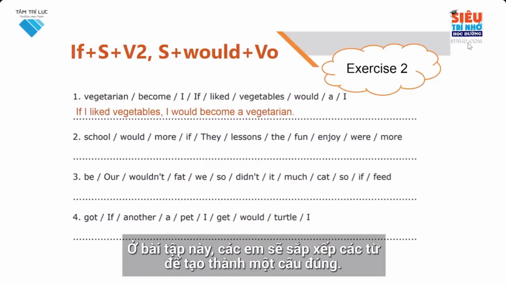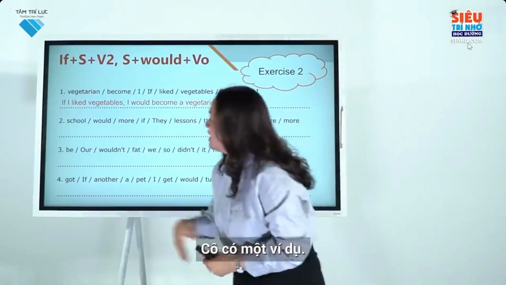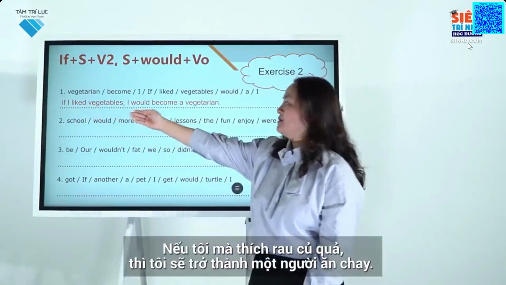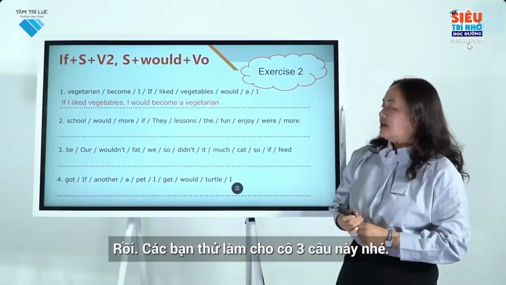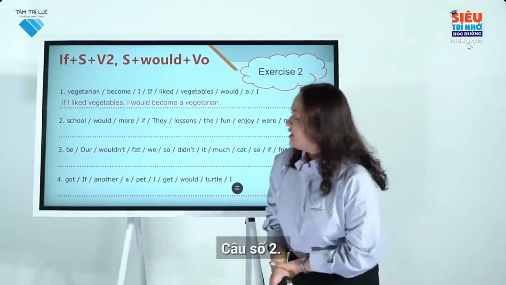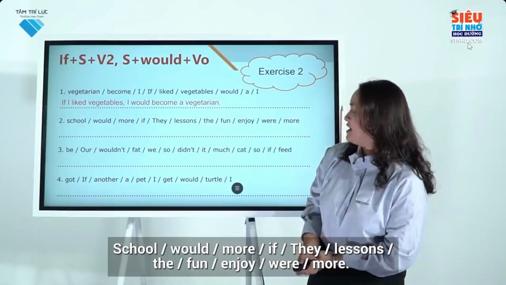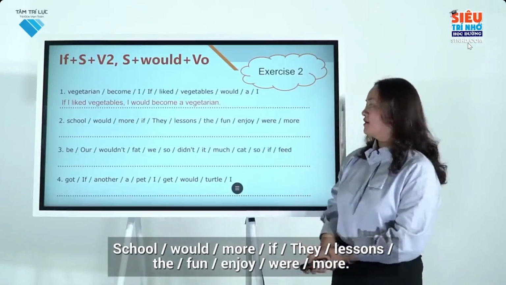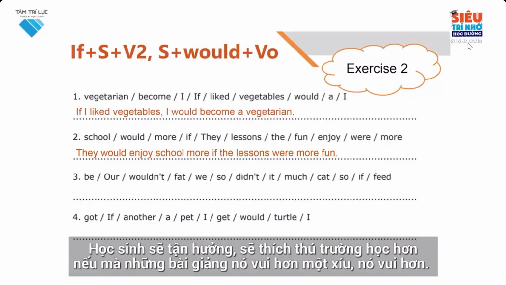In this exercise, you will arrange the words to make a correct sentence. I have an example. If I liked vegetables, I would become a vegetarian. Okay, please try to do these 3 sentences. Sentence number 2. School would more if they lessons, the fun and joy were more. So, how will we write the sentence? They would enjoy school more if the lessons were more fun.